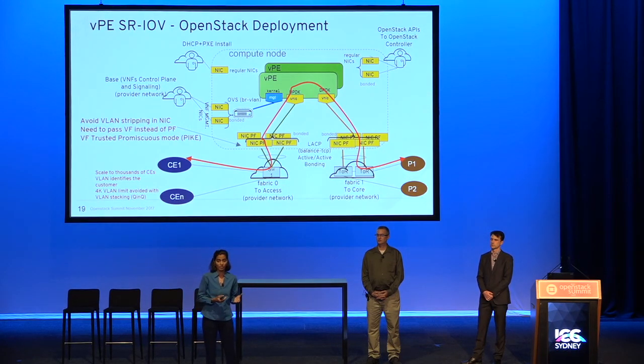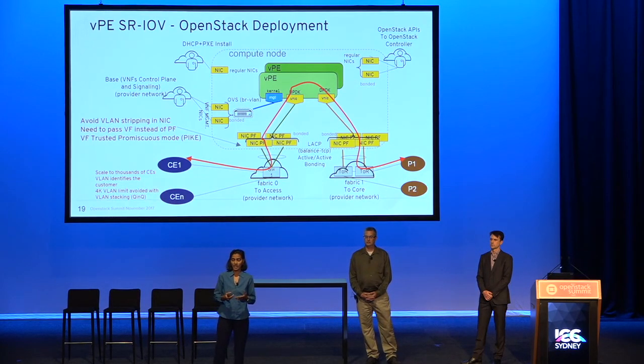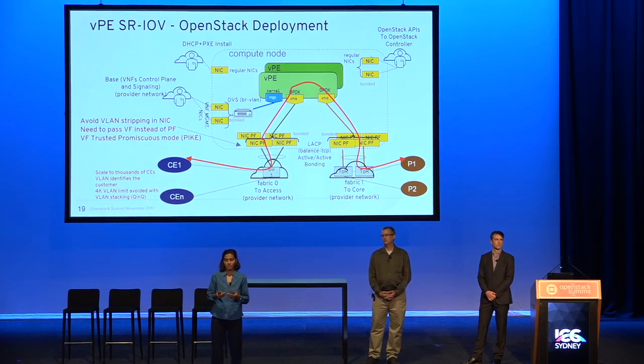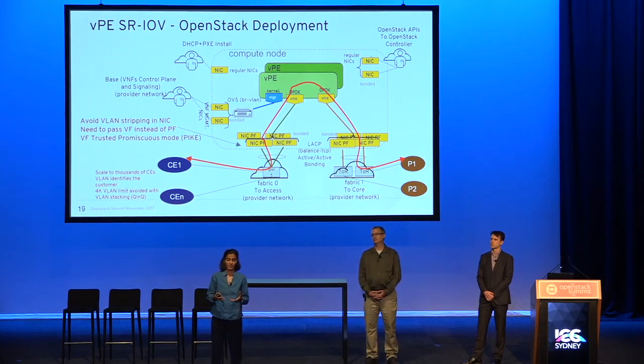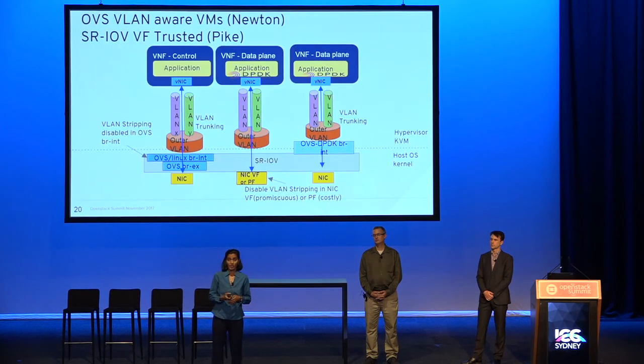And that's exactly what Andrew was pointing out, that they have to use a whole lot more NICs in order to support this. Instead, a new feature was added called VF Trusted, or promiscuous mode. And with this feature, which is coming in Pike, now you can turn off VLAN stripping at the NIC VF level. And this would allow you to now share the VFs between the PEs.